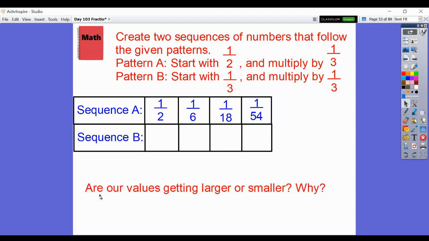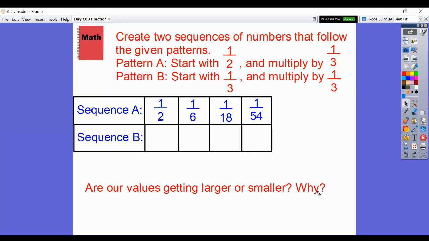All right, now sequence B. Oh, let's answer this question first. Are our values getting larger or smaller, and why? Pause. Tell somebody. Find a parent, find an older brother or sister. Discuss it with them. Tell them, is it getting larger or smaller, and why? Come back to me and tell me. All right, you're back. Hopefully you had a chance to talk to somebody. Are they getting larger or smaller, and why?